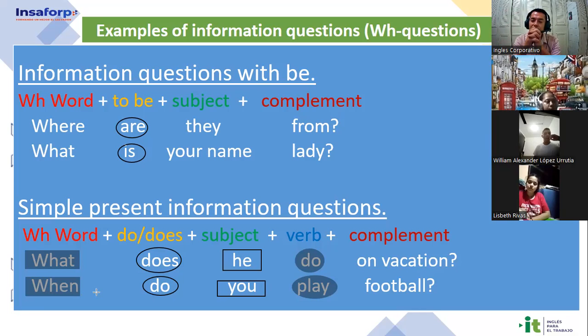Okay, good. Esta noche vamos a proponernos memorizarnos eso, las cuatro partes de la pregunta de información. WH word, auxiliary, subject, and verb. WH word, auxiliary, subject, and verb, right? What does he do? What is the WH word? Does is the auxiliary. He is the subject. Do is the verb. When do you play football? When is the WH word? Do is the auxiliary. You is the subject and play is the verb, right? Understand? Okay, let's continue.